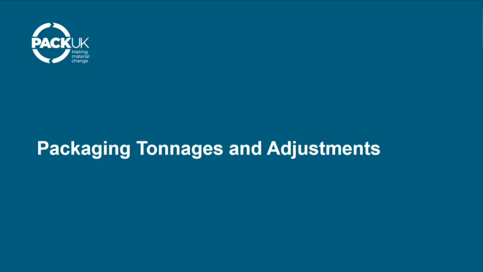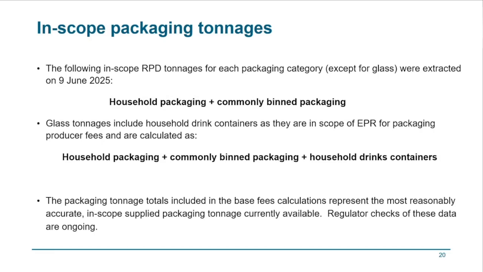So next slide, please. So producers have been reporting their data into the RPD system for the 2024 reporting year. And we took an extract on the 9th of June to calculate these fees. The tonnages that are liable for the fees are those which are labelled as household packaging and those labelled as packaging that is commonly binned, with the exception of glass, where we also include household drinks containers.